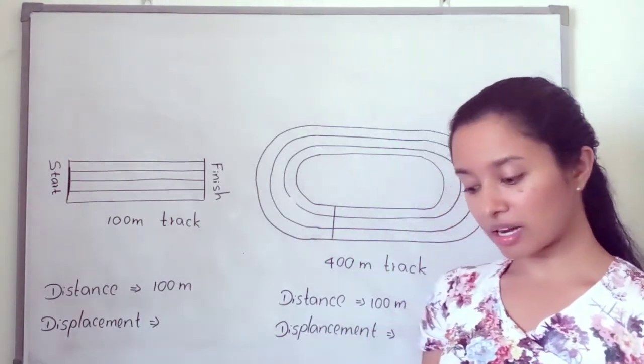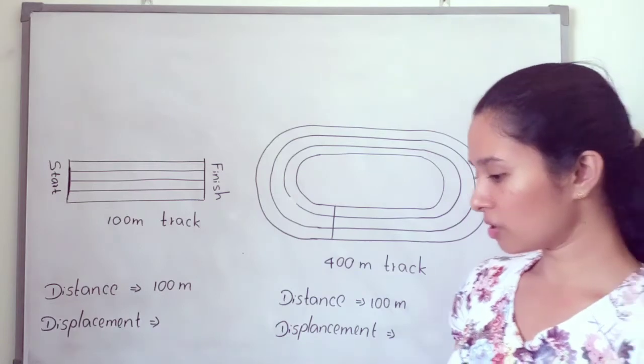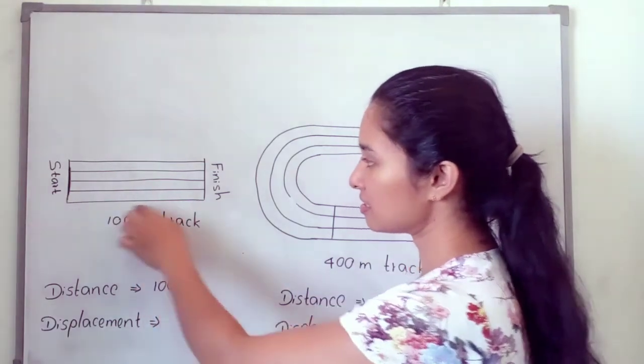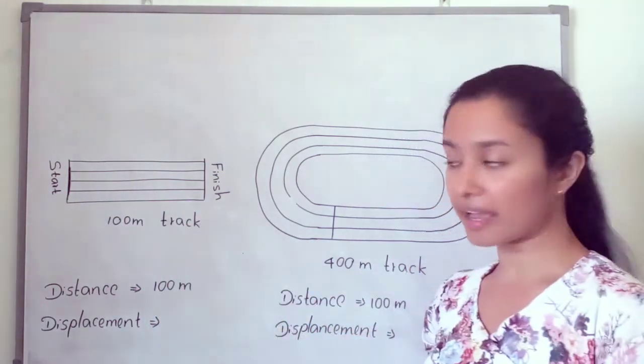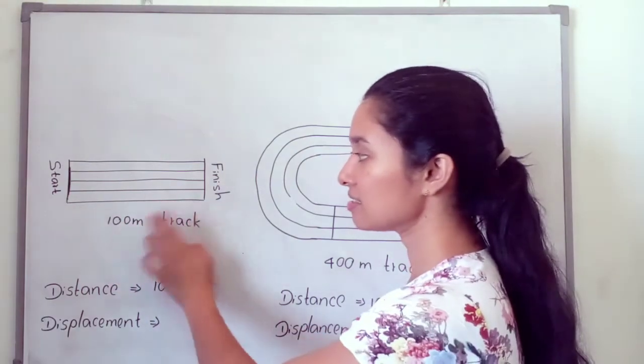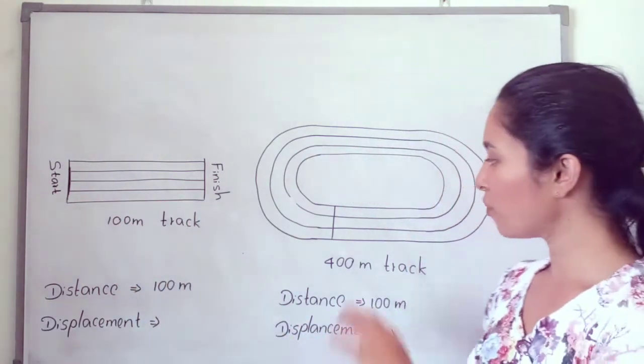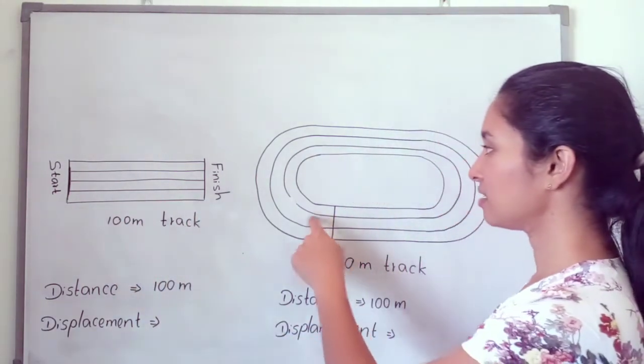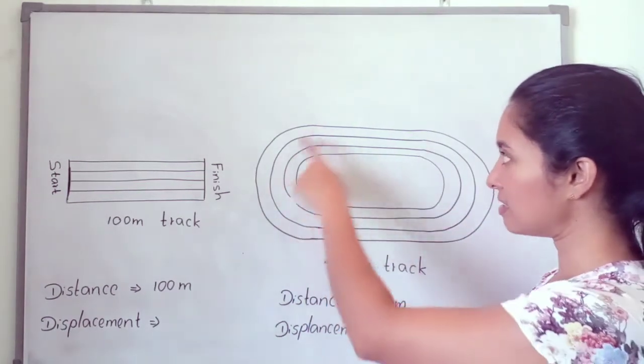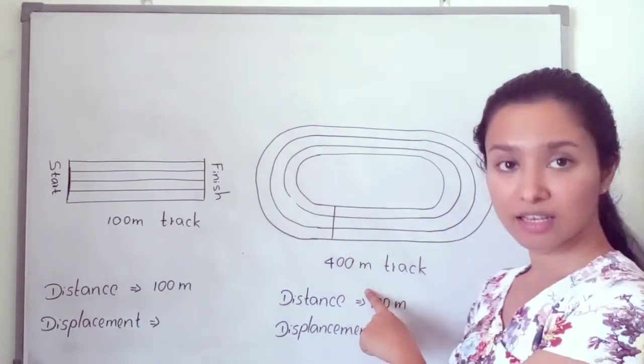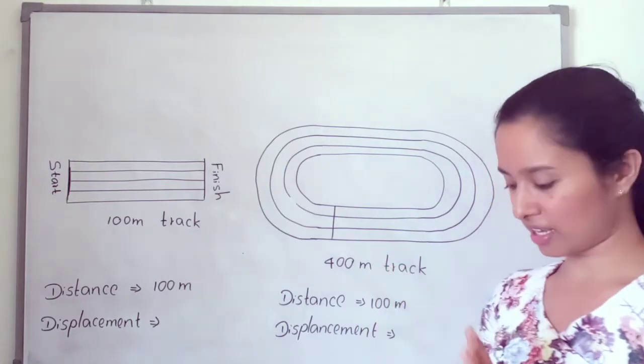Okay, now the total length of the path. This is the 100 meters track, so the total length is 100 meters. In the 400 track, this is the length. It is 400. Okay.